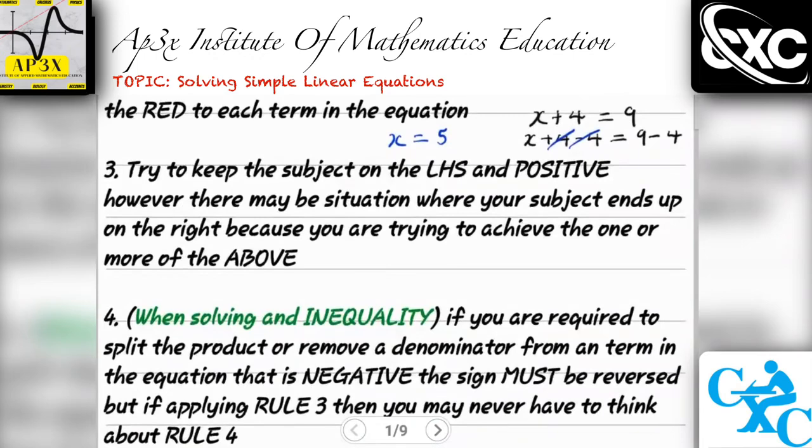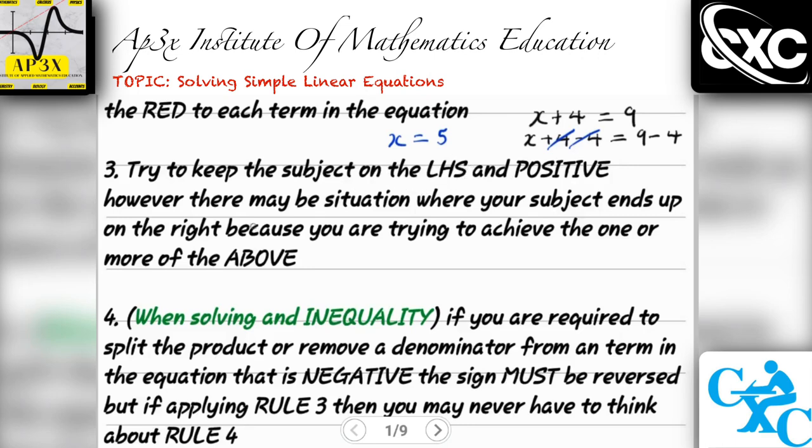And then moving on to number 3, try to keep your subject on the left hand side, and always try to keep your subject positive. Now this is a tricky little thing, because many instructors here on YouTube often don't really emphasize the importance of keeping your subject on the left hand side.